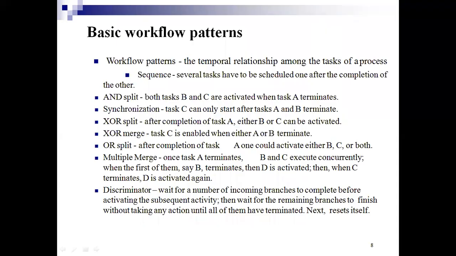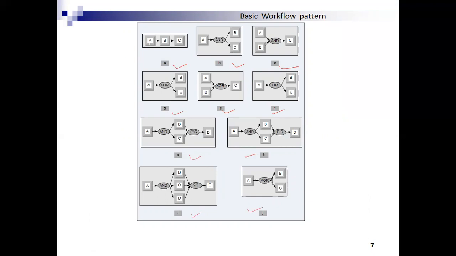The basic workflow pattern is a temporal relationship among the tasks of a process. The first one is sequence. Sequence means several tasks have to be scheduled one after the completion of another. It means that after completion of one task, we have another task. Look at the first figure, task A. After completion of task A, we have task B. After completion of task B, we have task C. So this is the example for the sequence that we have seen in this particular diagram.